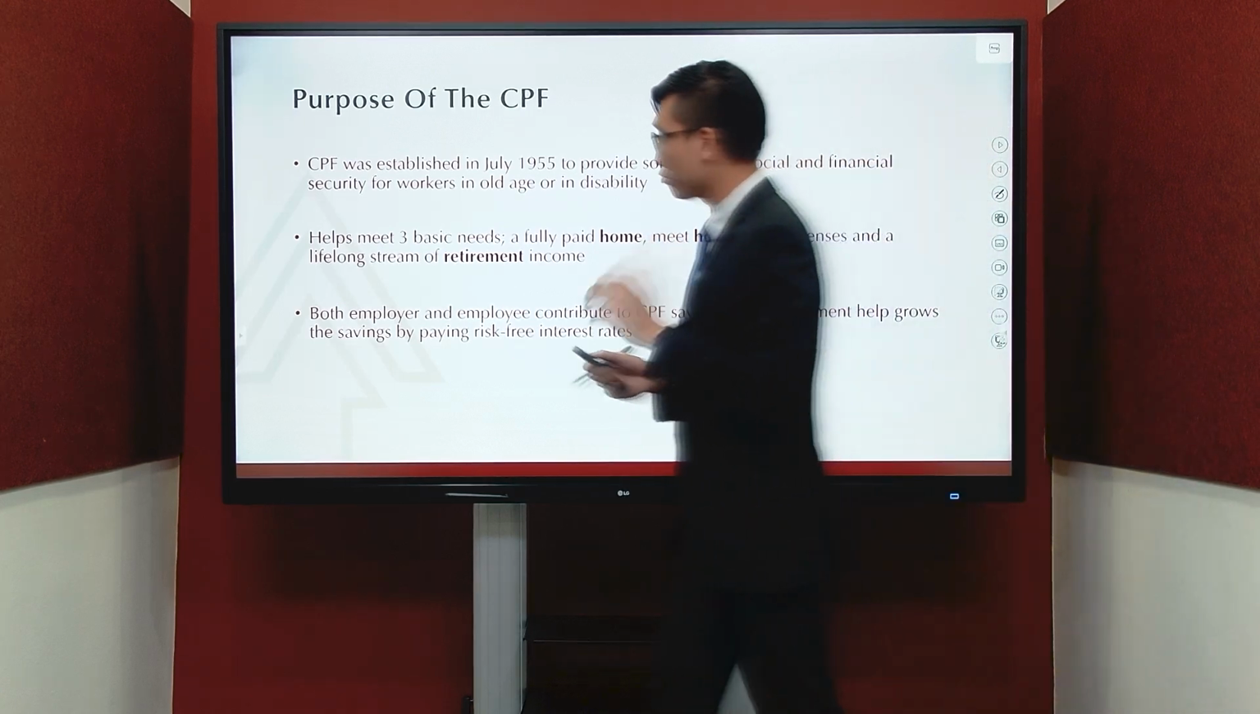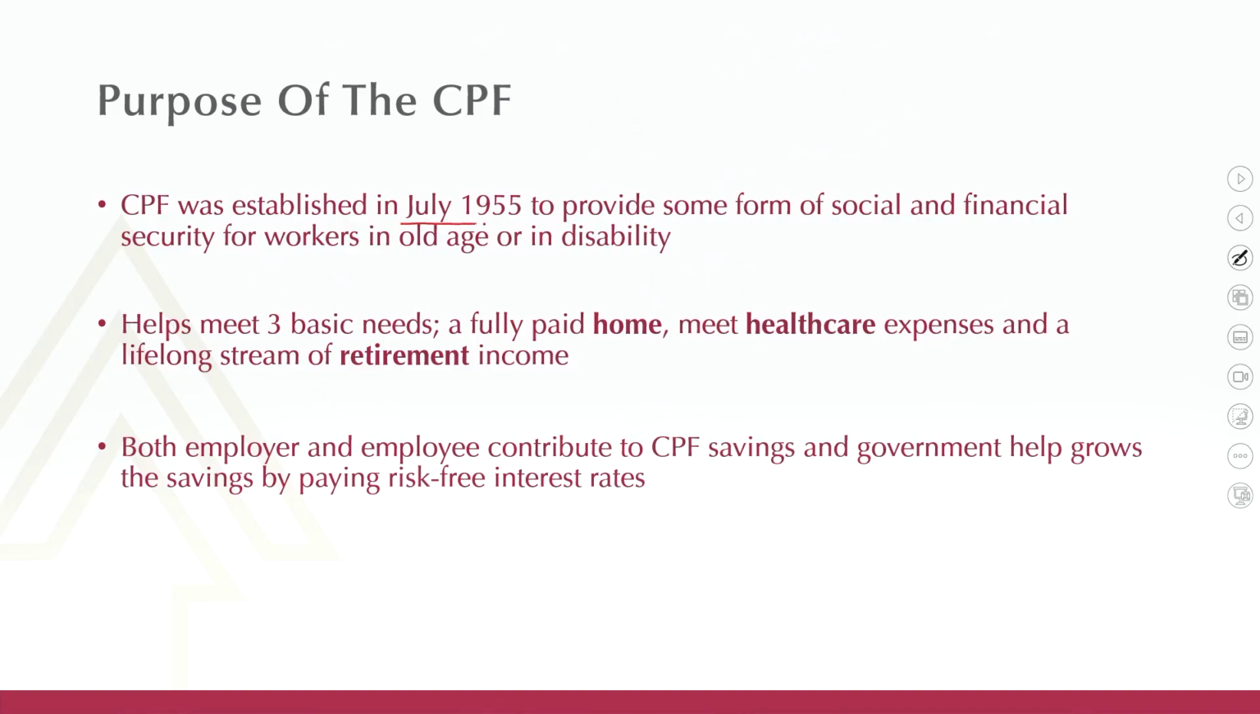It might interest you to know that in July 1955, CPF was established. Back then, the government thought that if they left the people to it, they might not be saving a lot, or they might not even save at all for their retirement. So that is why they wanted to create CPF, to provide some form of social and financial security for workers, even in their old age or even during disability.